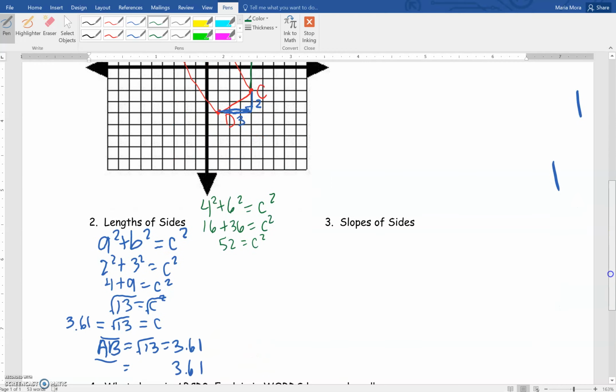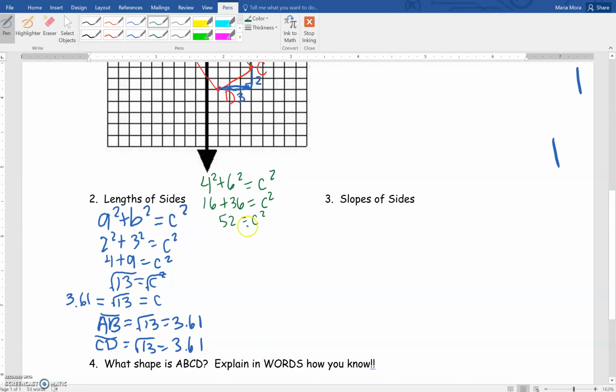Scroll down. So the square root of 52 simplifies to 2 square root of 13. How are they getting 2 square root of 13? Well, 4 times 13 is 52 and the square root of 4 is 2.